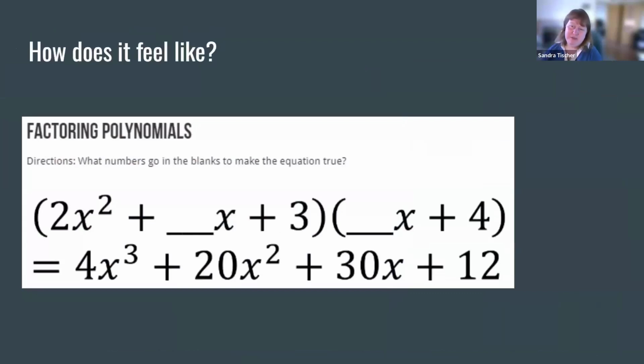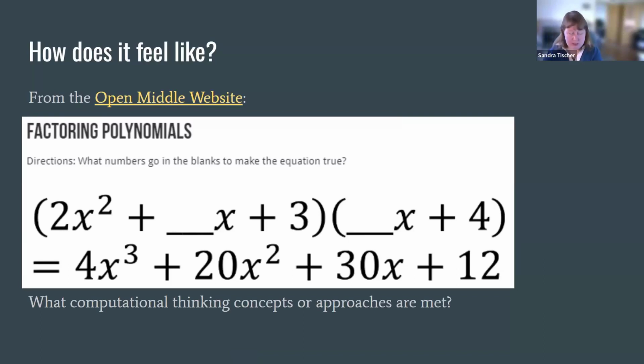So what does it feel like? At this point, I would really like to invite you to tackle that problem. What numbers go in the blanks to make the equation 2? This is a problem from the Open Middle website. The link works, so I think later they'll send the material and you could look at it there. If you click on the link to the website, it will also have some hints and a solution as well.